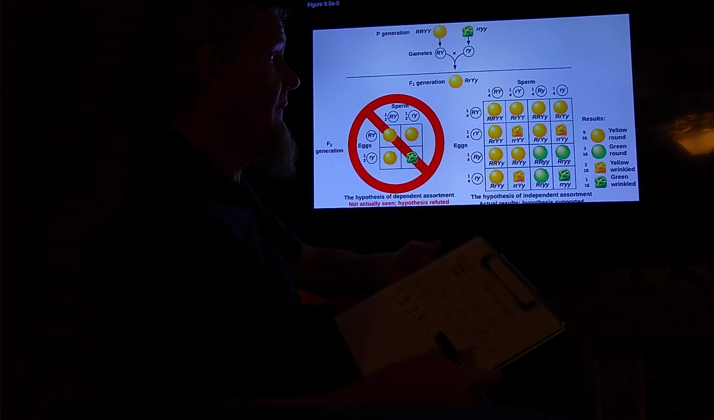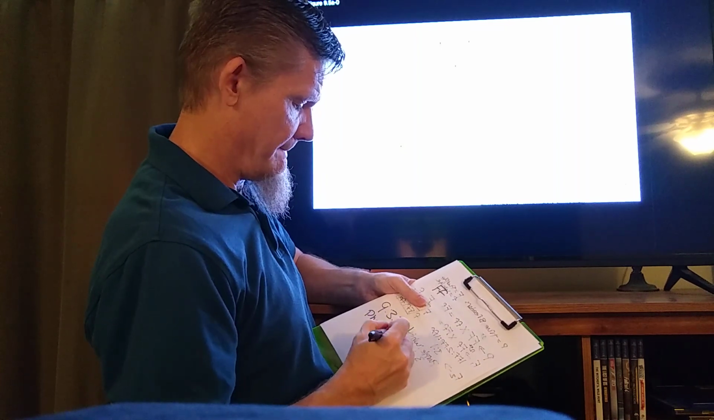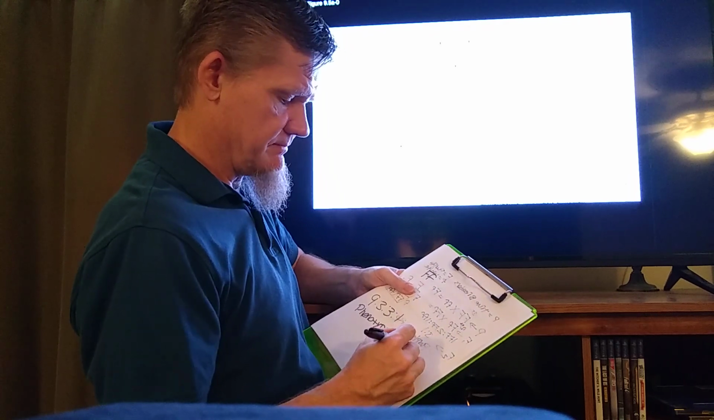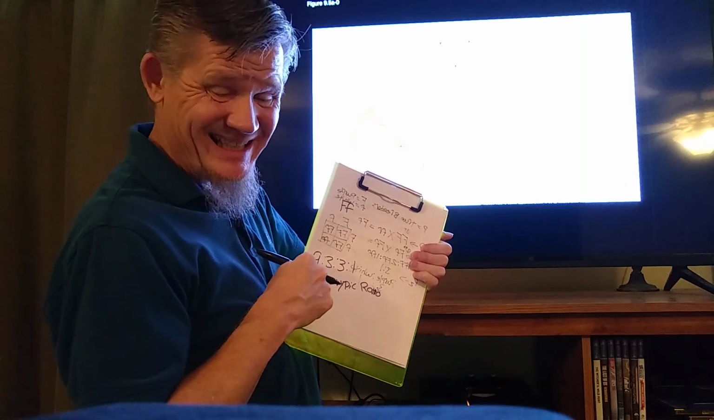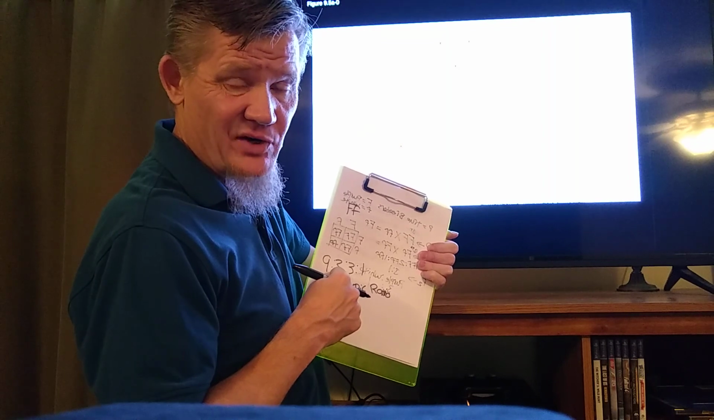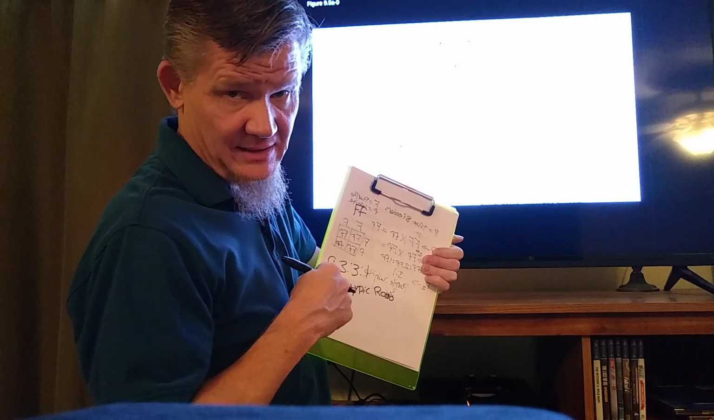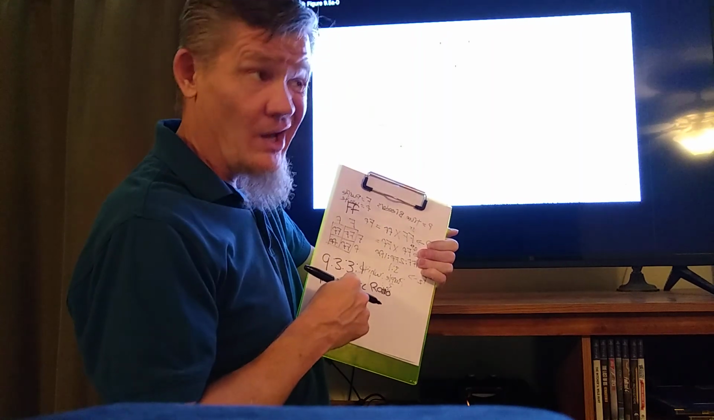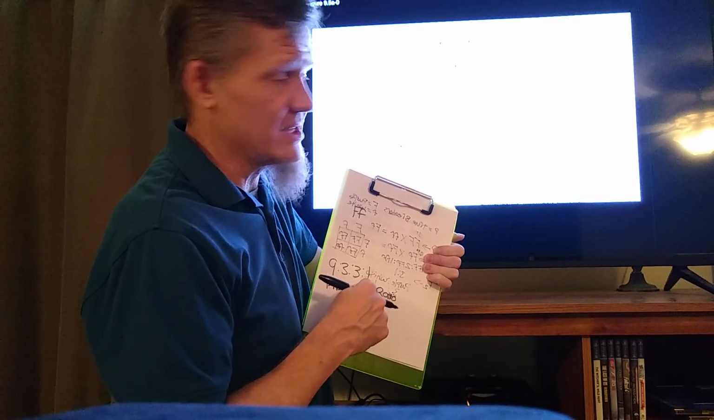9 to 3 to 3 to 1 phenotypic ratio. 9 that show both dominant traits, 3 that show one dominant and one recessive trait, 3 that show the other dominant and the other recessive trait, and only 1 that shows both recessive traits.